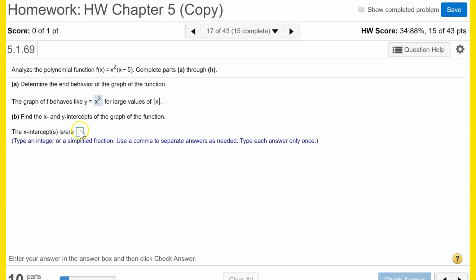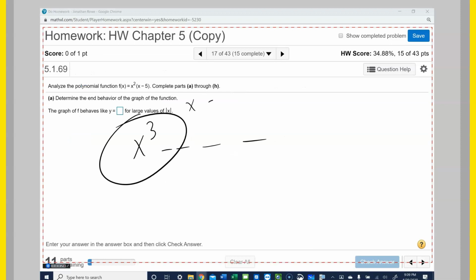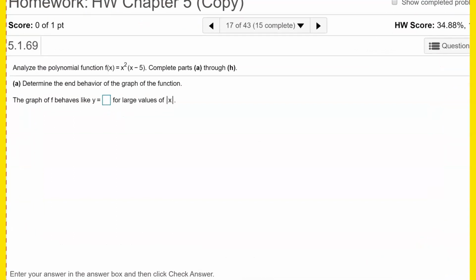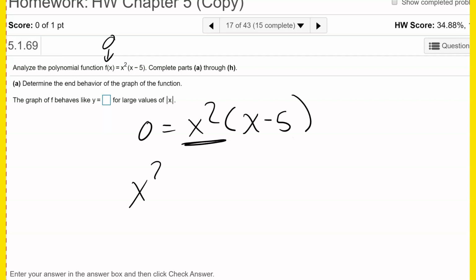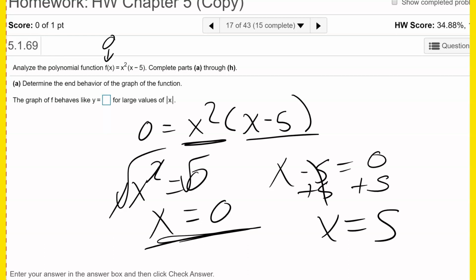Find the x-intercepts of the graph of the function. The x-intercepts are when I set the y value equal to 0. So if I set the y value equal to 0 on this thing, that means that I am putting 0 in right there. And I'm solving for x, which means I set that equal to 0. And I solve. And I get x equals 0. And I set that equal to 0. And I solve. And I get 5. So 0, and that occurs twice, and 5, that occurs once.